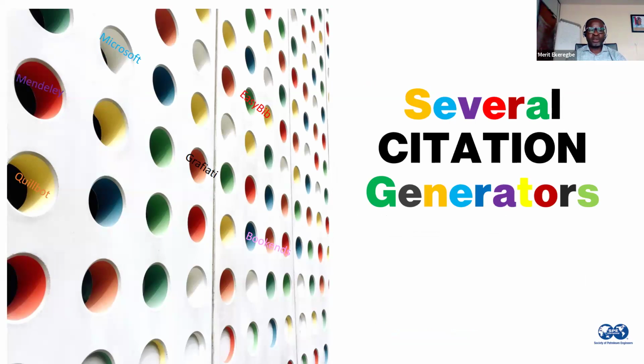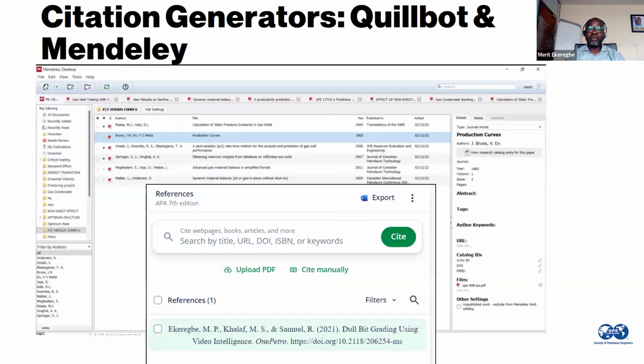Number one is Quillbot. We have Mendeley. We have Microsoft. We have Grafiti. We have EasyBib, and we have Bookends. There are several other generators. You don't need to know all of them, but just know the one you are used to, the one you can handle, and that will enhance your writing skill. So we'll look at two types of citation generators here, which are Quillbot and Mendeley.